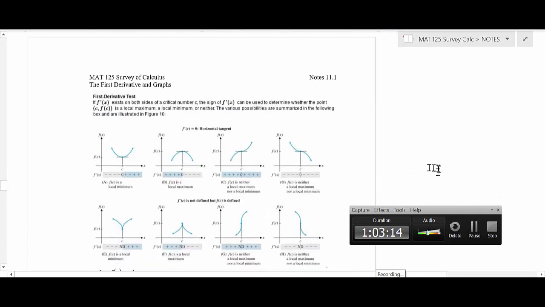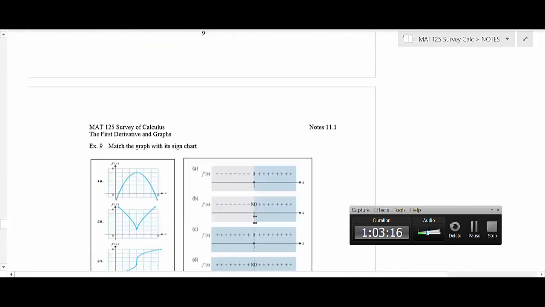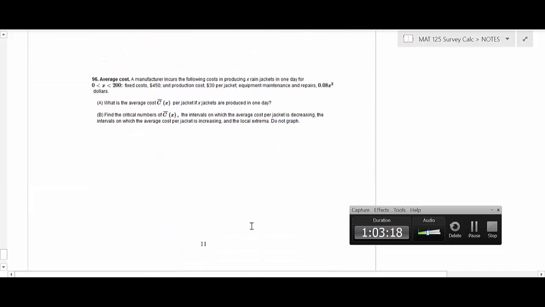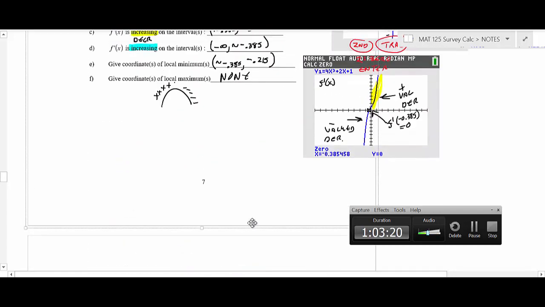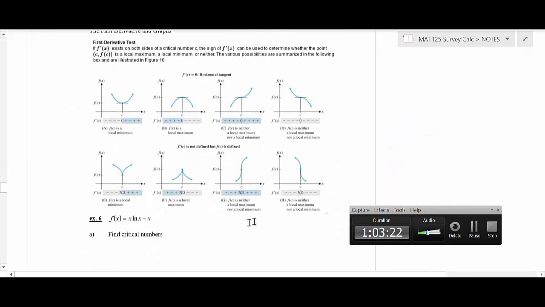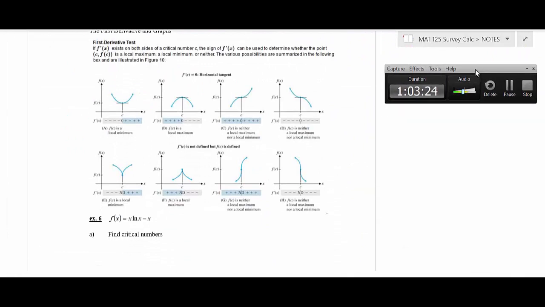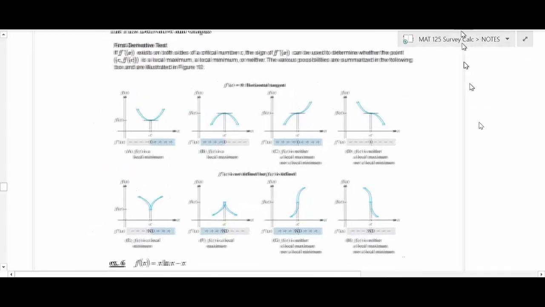Okay, so to wrap this video up, let's go to the next page, and then we're going to summarize. This is basically going to summarize how the different sign charts can possibly look when you're doing sign charts. So I'm going to go over these things.